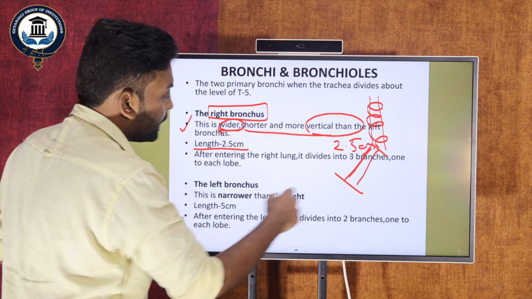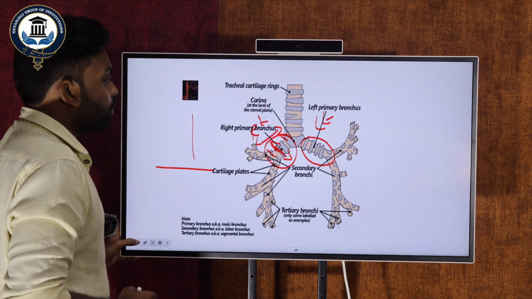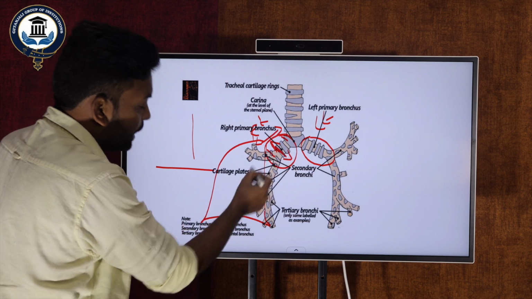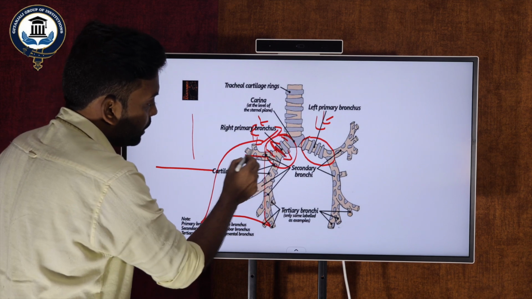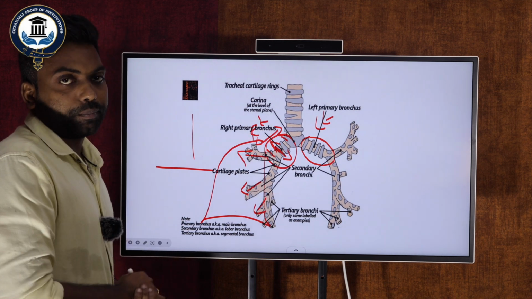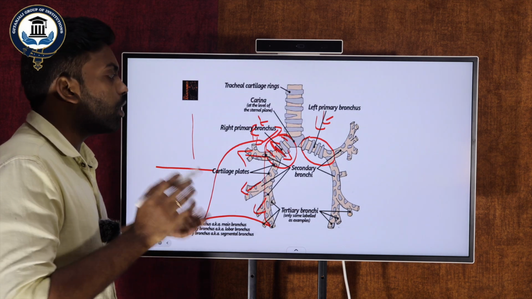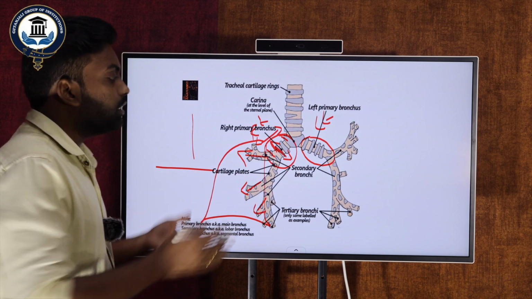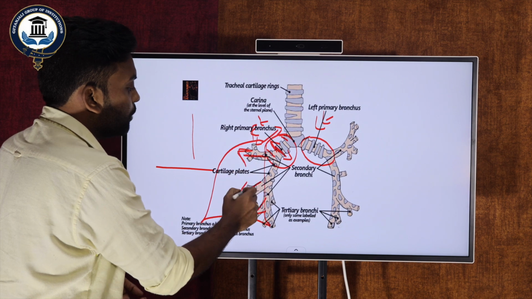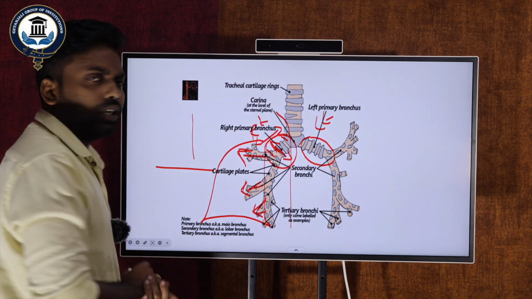After entering the lung, there will be divisions. There are three branches. This is the actual lung diagram. After the right bronchus enters, there is a first division, second division and third division. My dear students, you must understand that in some competitive exams they may ask what the branches or divisions of the right bronchus are. There are three divisions. I have explained the salient features of the right bronchus.